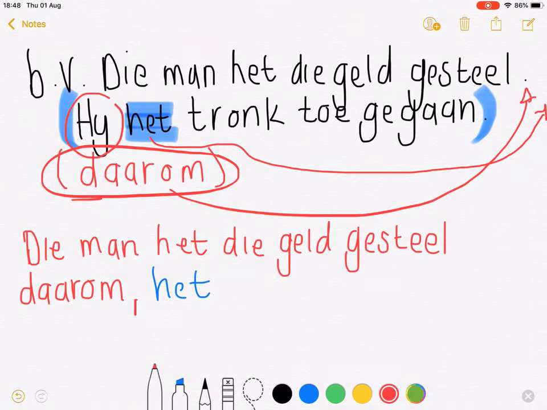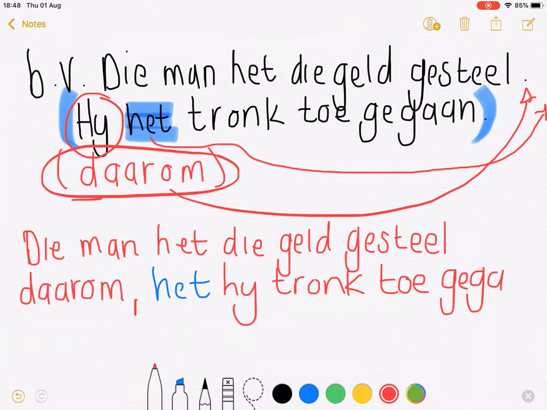Now we're going to use this word. Hy dronk toe gegaan. All that's going to happen are these two are going to swap places. The verb and your subject. Right. There will be a video on Stompie, your sentence structure, where I speak about subject, verb, object, all that jazz. That is group 2.